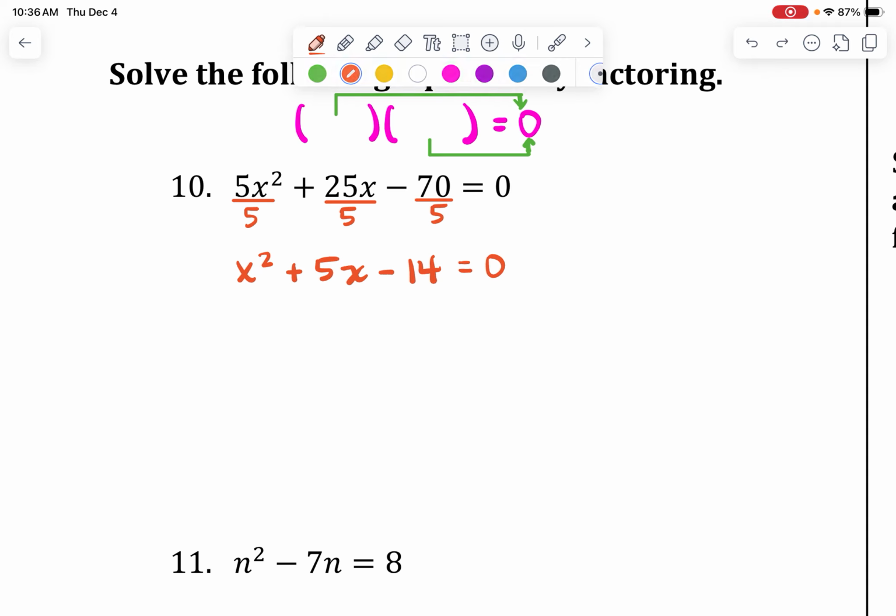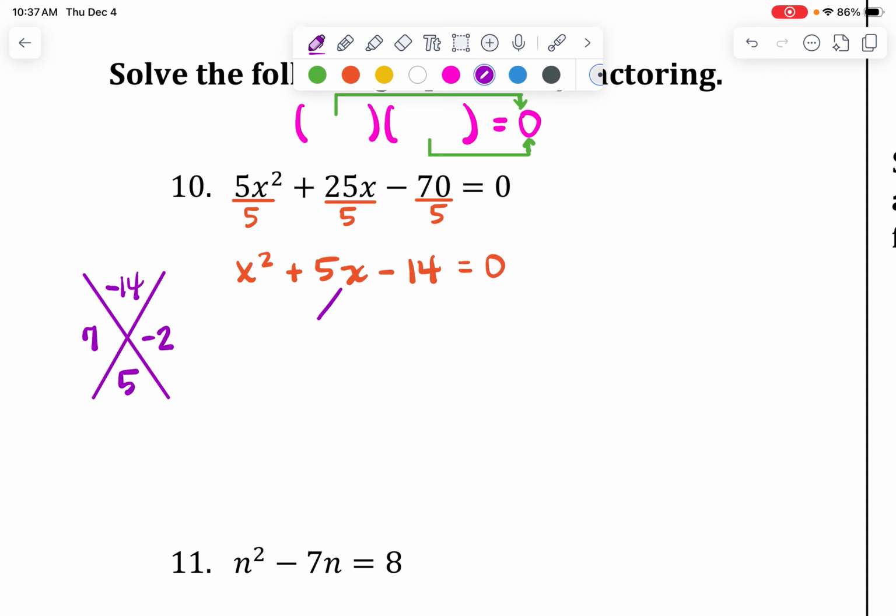Okay? But now this is a much easier problem, right? Look how much smaller those numbers are. Now I'm multiplying 1 times negative 14, so I'm looking for the factors of negative 14 that add to give you 5. And it looks like those are going to be 7 and negative 2. Now, if you don't notice the GCF, that is totally okay. We're all going to get the same answer at the end regardless, okay?